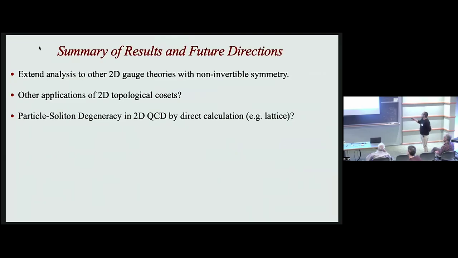So I know there are many lattice experts in the audience. I'm certainly not one of them. But something that I would like to see is this Particle-Soliton degeneracy that I have just talked to you about by direct calculation. That's something that would be very nice to see. I should say that in the tricritical Ising model that I mentioned in the beginning, I believe there are lattice models that point to that degeneracy that people have studied. So if that's possible in 2D QCD, then great.